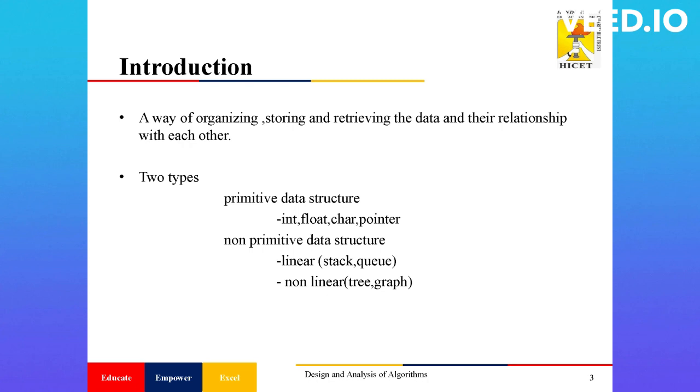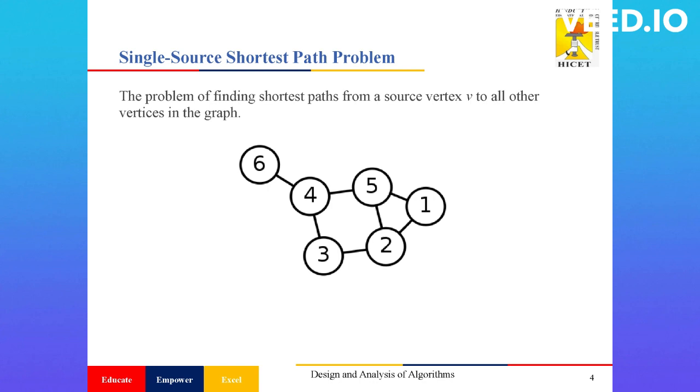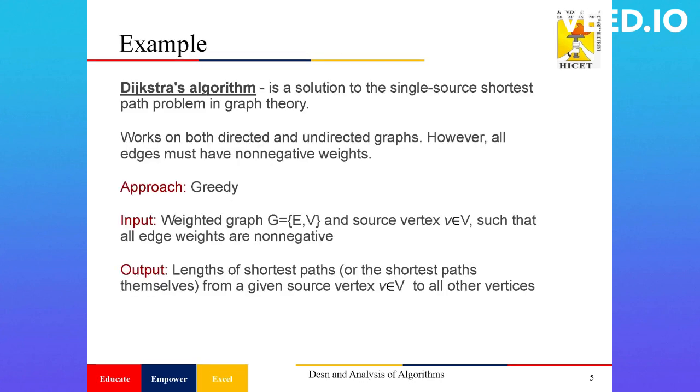Now we are going to see one important topic which belongs to the non-primitive data structure, which comes under the graph. So here it is the single source shortest path algorithm, or Dijkstra's algorithm. Generally a graph consists of a set of vertices and edges. So 6, 4, 5, 1, 2, 3 are the vertices in the given graph and the lines connecting the vertices are called edges. So this is a simple example for a single source shortest path algorithm by means of graph theory.